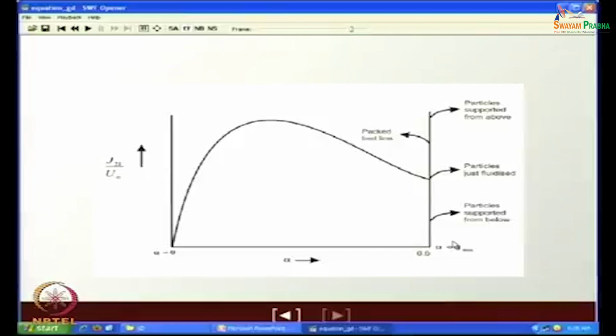Can you tell me why for gas solid cases or for fluid solid cases we cannot have the curve extending till alpha equals to 1, as we can have for gas liquid cases? Any idea why it does not happen? Now, remember one thing, the problem in this class is I cannot give you time to think. I can just throw the question and I have to tell the answer myself. That becomes a problem in this particular class.